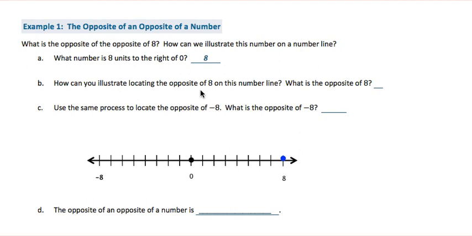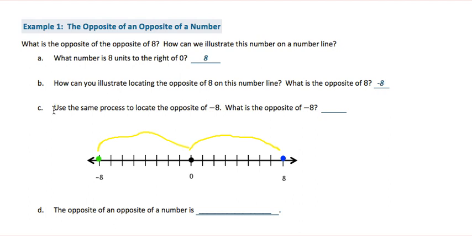And then locating the opposite of 8 on this number line, we could really show an arc going from 0 to 8 and then another arc from 0 to -8, since it is also 8 units away from 0 but in the opposite direction. And the opposite of 8 is -8.